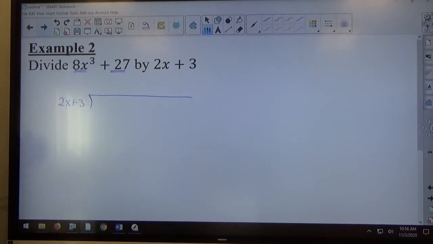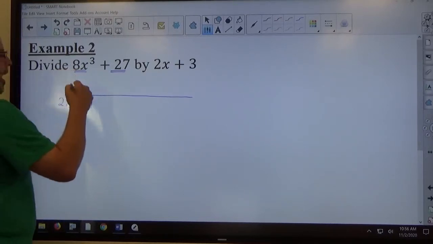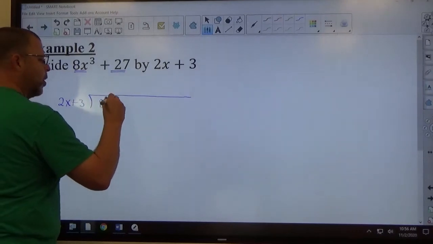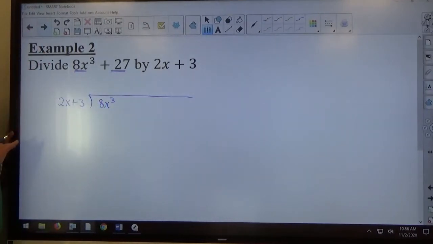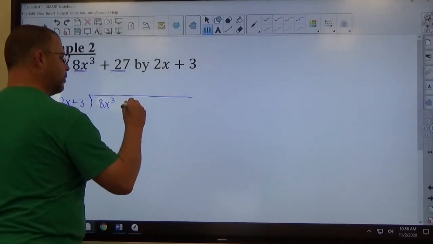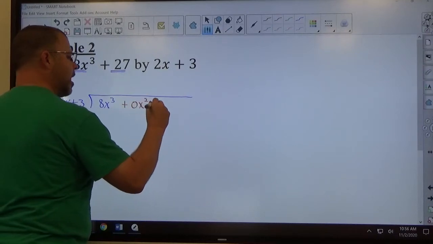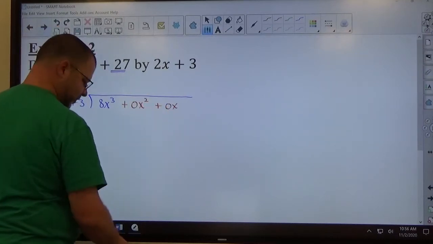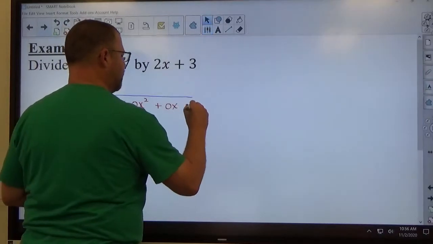So this is what I'm talking about in zero terms. This is how we do this. 8x cubed is my first power. Whatever the highest power is, that has to go in there. Every power less than that has to be accounted for. And if you're missing any powers of x, you're going to put zero terms in. So I'm going to put plus 0x squared, plus 0x, then plus 27.